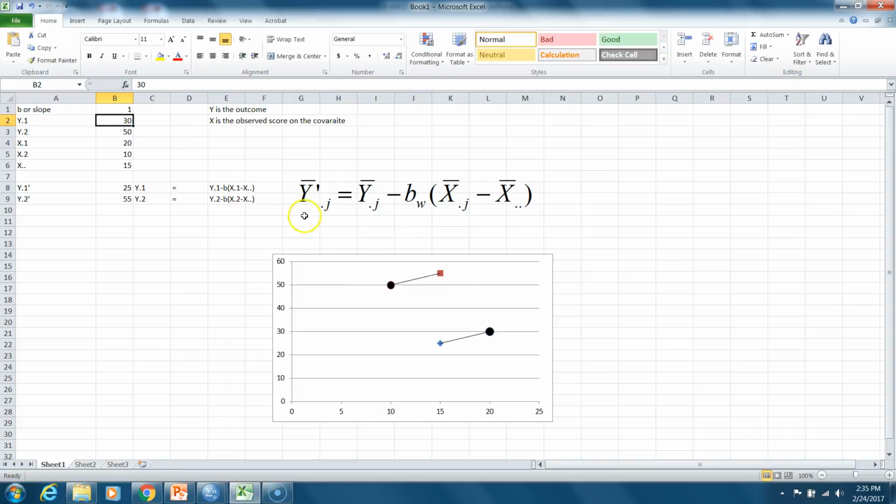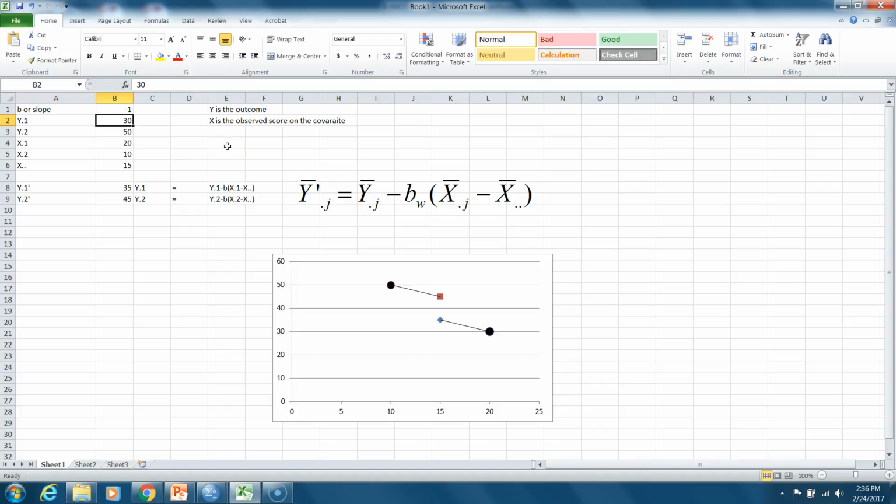When we have a positive 1, now they diverge, and that's simply because group 1 had a value of 30 and was lower than the value of 50 here. So they're spread out in space, but group 1 is lower than group 2. On the covariate, group 1 is higher than group 2. So when we remove those effects, they go in opposite directions. When we put a negative value here, they converge.